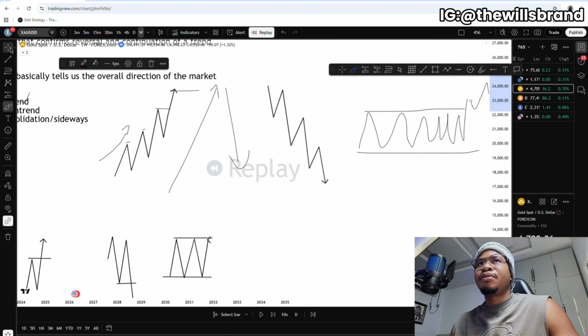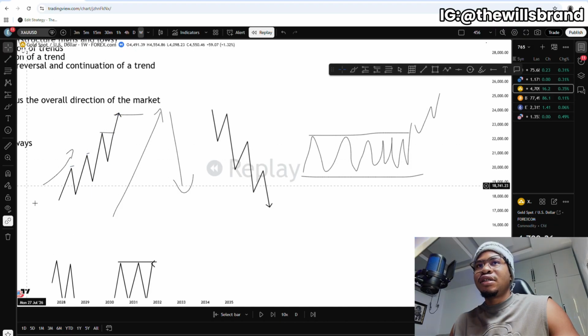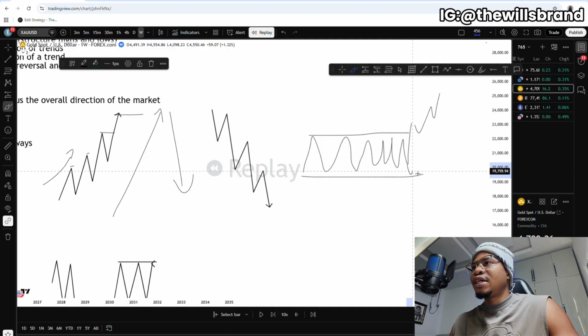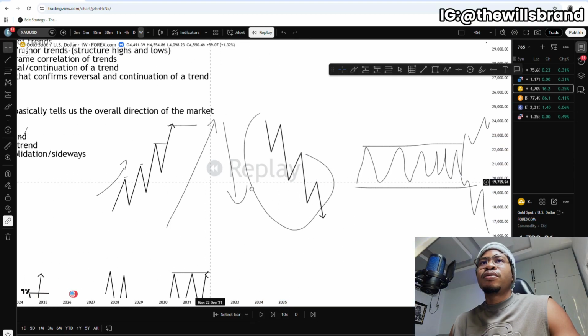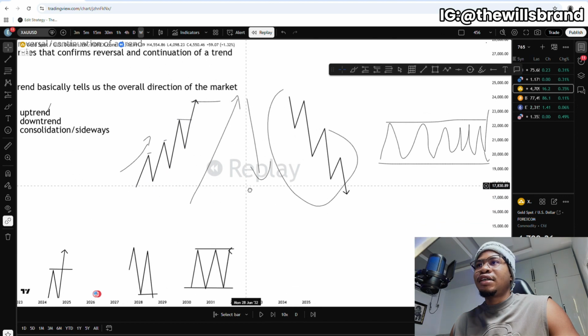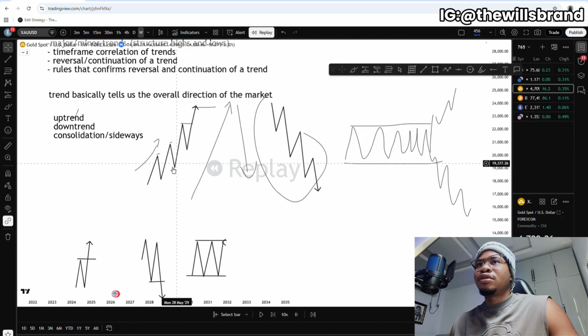If we have the breakout on the upside, the uptrend sets in and we start making this kind of structure. But if we have the breakout to the downside, the downtrend sets in and we start making this kind of structure. So that is it for the types of trend. I hope you understand basically what an uptrend means, which is an upward trend. A downtrend means a downward trend. That means we're having declining prices.